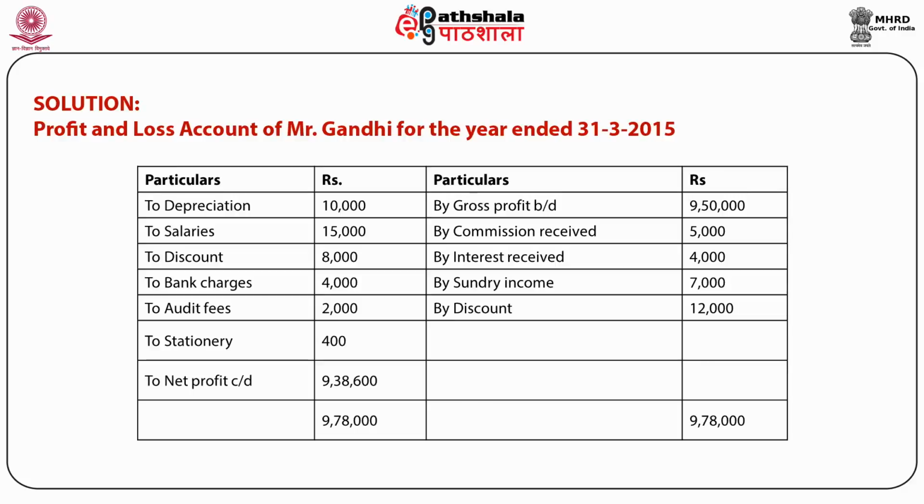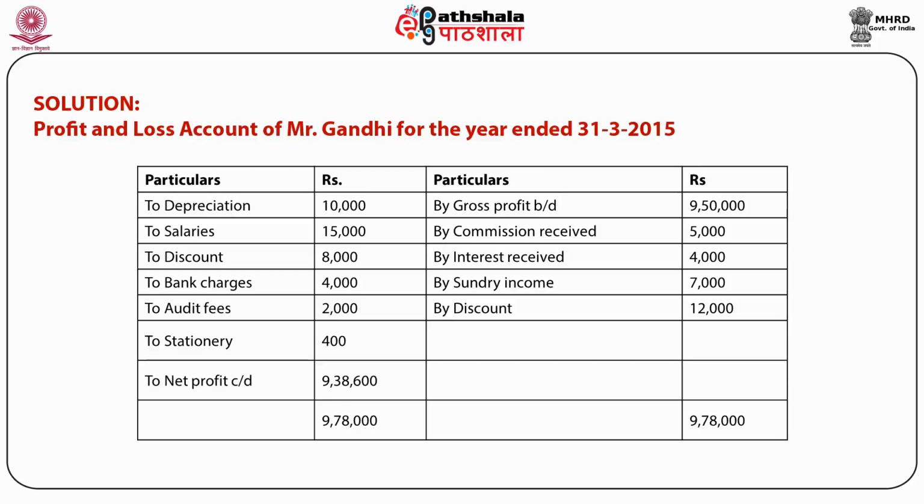If the firm has incurred gross loss, we have to show it on the debit side. But in this example, we are given gross profit, so the firm is earning gross profit. That's why we have to show it on the credit side of the profit and loss account. It is the starting point. We will start with gross profit. It will be shown on the credit side of the profit and loss account.